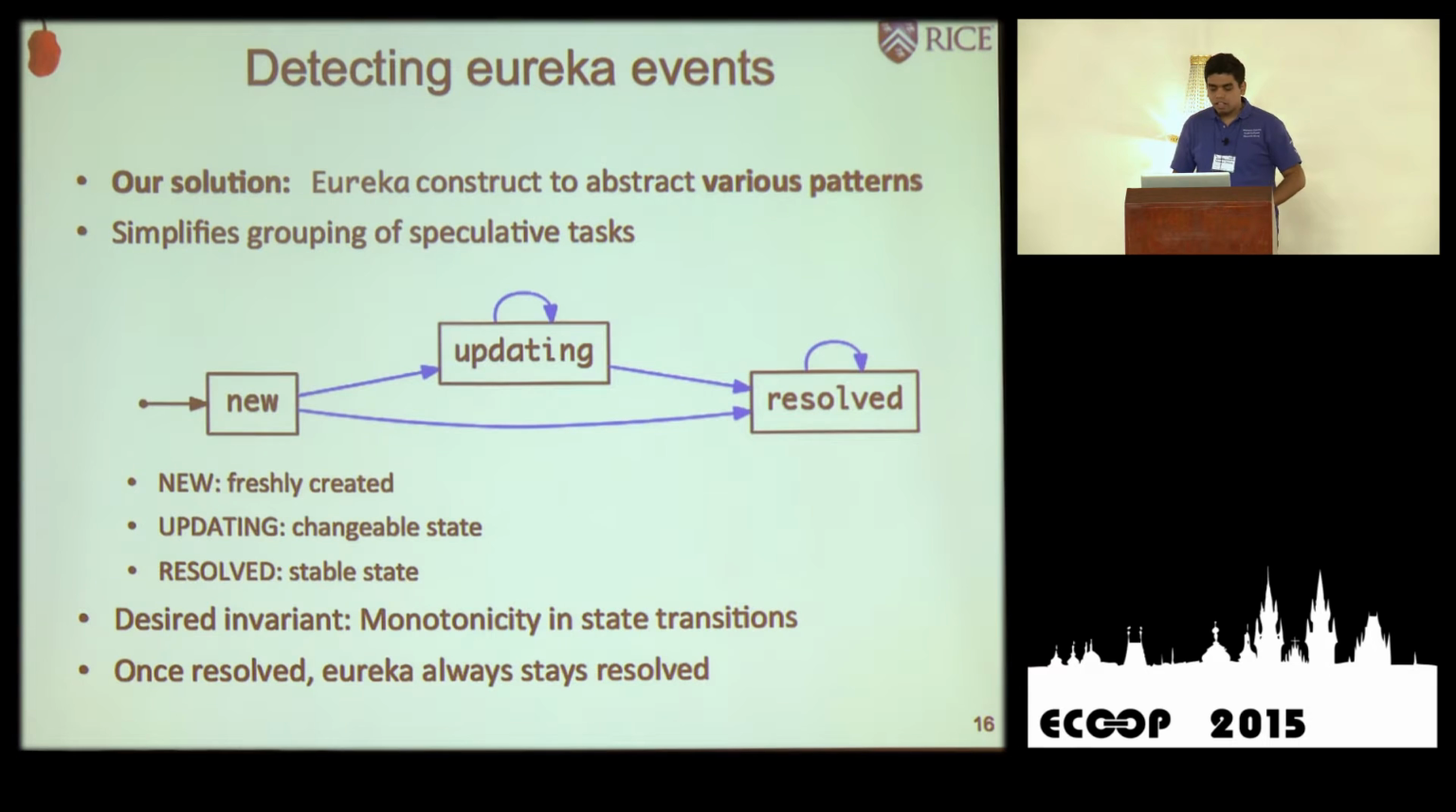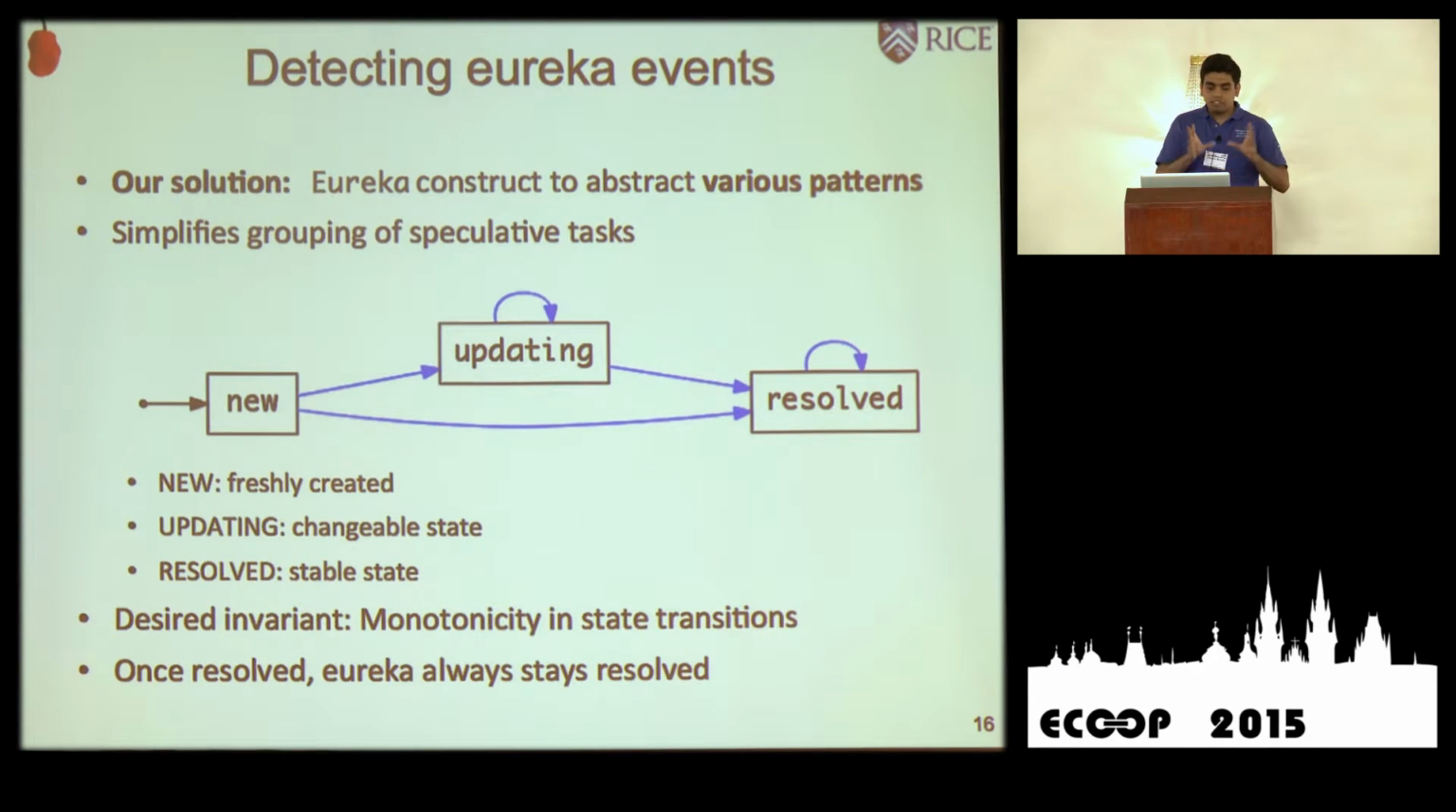Okay. So the next issue is how do you detect these Eureka events? All the previous work that I mentioned, the lexically scoped exceptions or manual returns, only handle one kind of pattern. That's the parallel search Eureka. They don't handle all the other variants that I mentioned to you. So we want a construct that's abstract enough to handle all these different patterns.